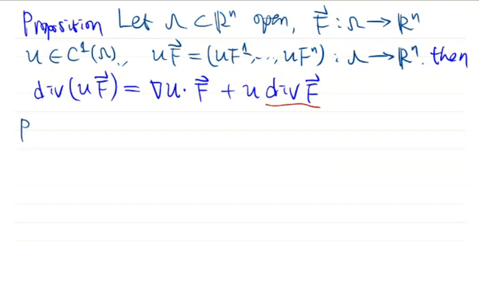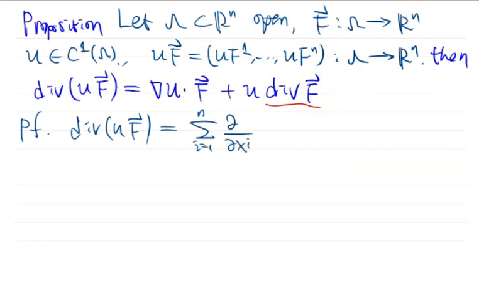The proof is quite simple. Proof. Just using the definition. By definition, the divergence of this is the sum of the partial derivatives of the corresponding components of the vector field. The divergence of a vector field is the sum of the partial derivatives of the ith component with respect to xi. So the ith component of our uF is uFi. So you take the partial derivative of uFi with respect to xi. Then for i from 1 to n, you sum up all the results. This gives you the divergence. This is the definition of the divergence.